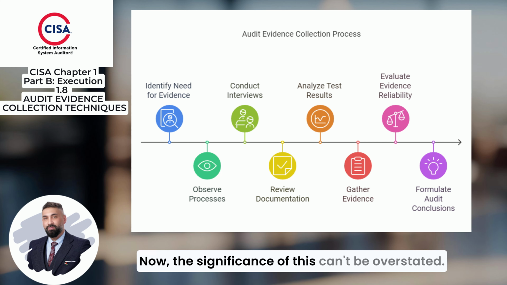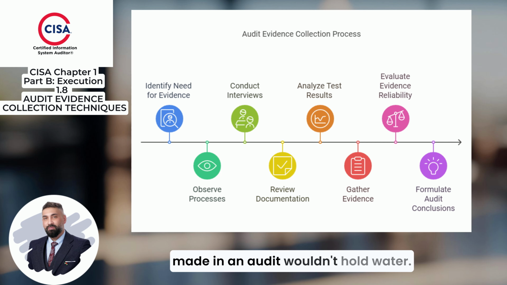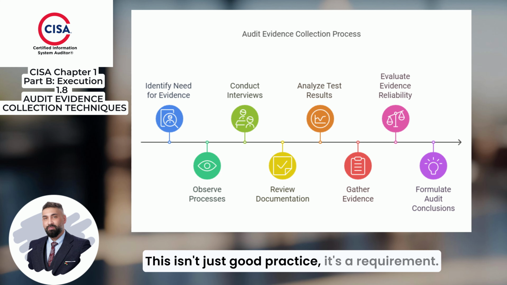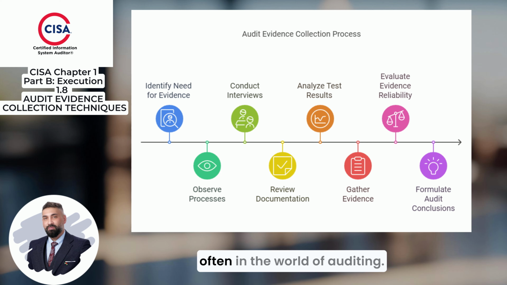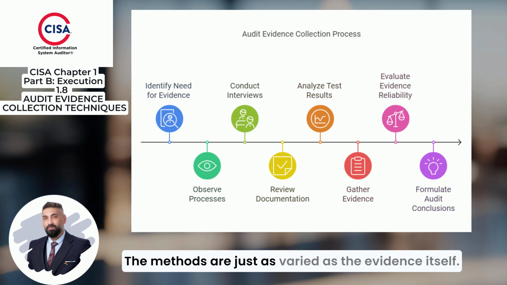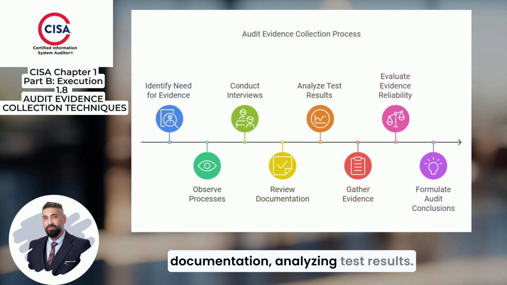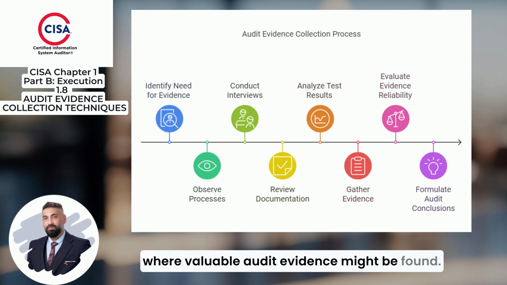Now, the significance of this can't be overstated. Without proper evidence, any claims or findings made in an audit wouldn't hold water. This isn't just good practice, it's a requirement. Audit conclusions must be based on evidence that is sufficient, relevant, and competent, words you'll hear often in the world of auditing. So, how does an IS auditor go about collecting this evidence? The methods are just as varied as the evidence itself. Observing processes, conducting interviews, reviewing documentation, analyzing test results. These are just some of the places where valuable audit evidence might be found.